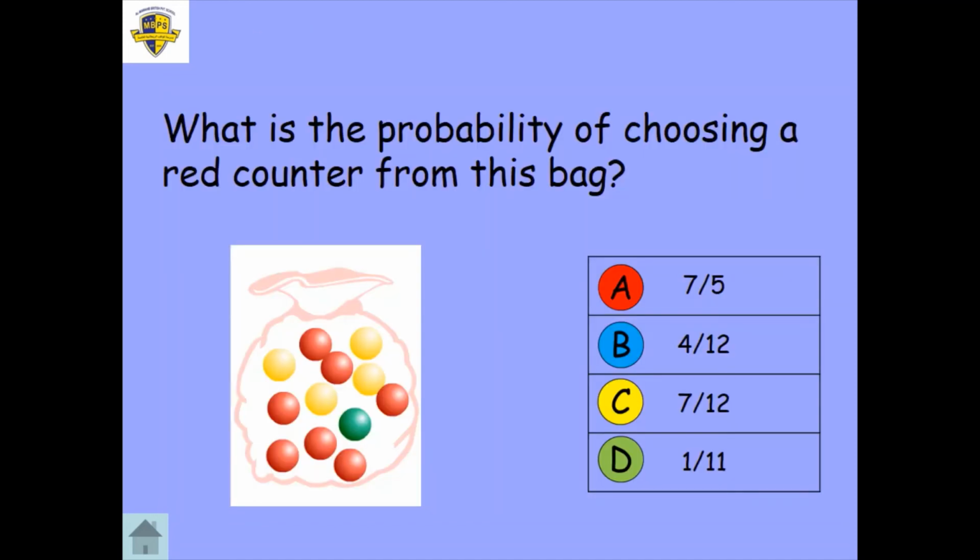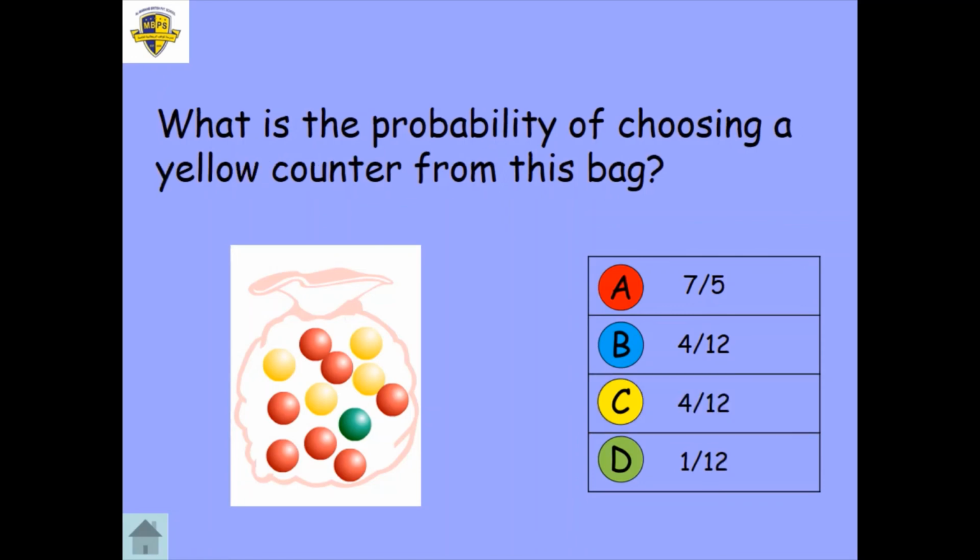Now it's your turn. What is the probability of choosing a red counter from this bag? Look at the red counters. This is my favorable. And how many possible do we have? Can anyone tell me? Yes, excellent. We have 7 red counters, and the total number of counters we have is 12. So the answer, the probability, sorry, of the red is 7 over 12.